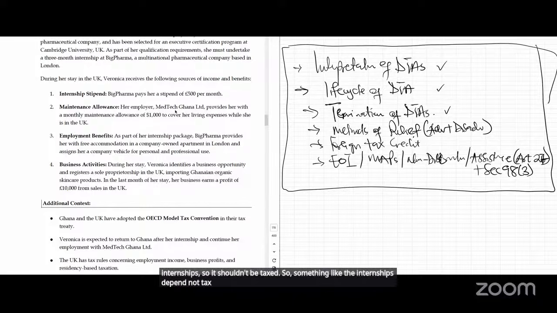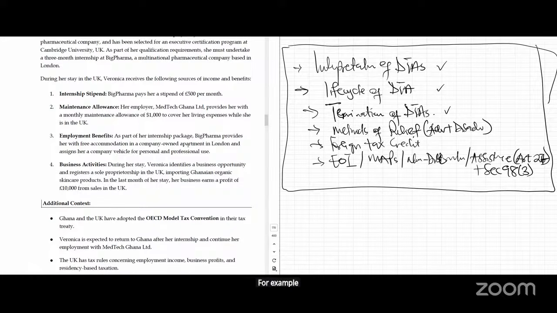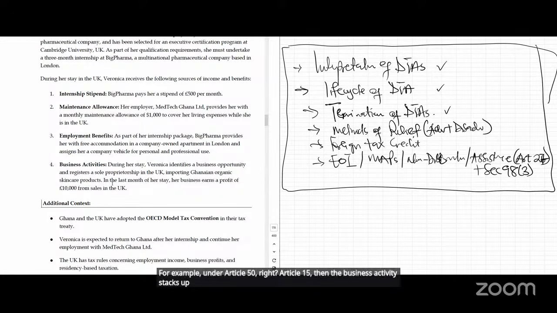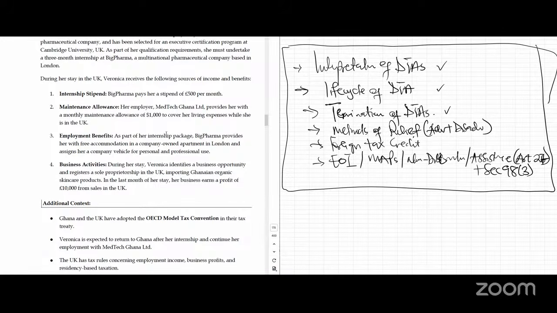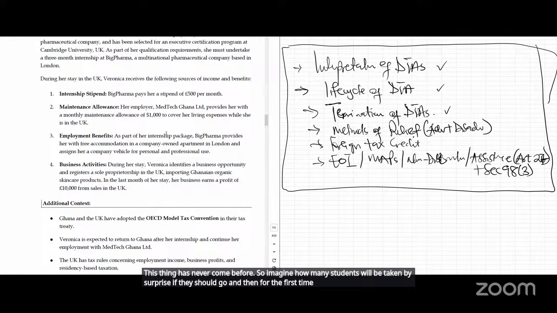The maintenance, not taxable. But what about the employment benefit? Taxable under UK rules, Article 15, right? Then the business activities, taxable under business profits. This thing has never come before. So imagine how many students will be taken by surprise if they go and for the first time they ask you Article 20 students. The people will be confused, but it's very easy.